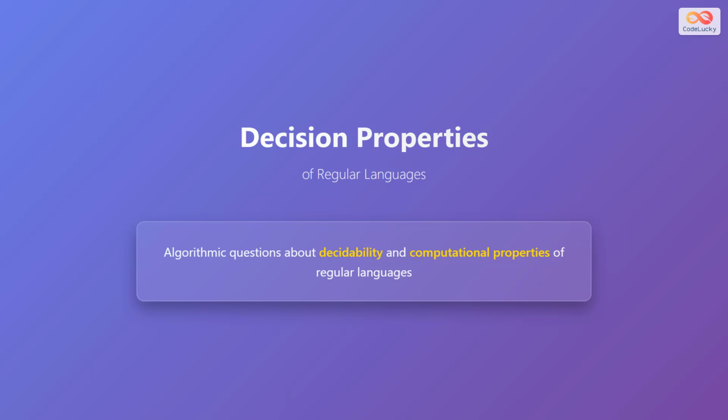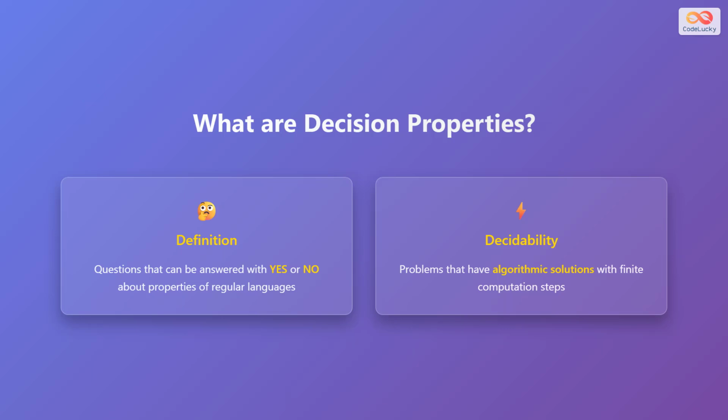In this video, we will explore the decision properties of regular languages. This involves delving into algorithmic questions related to decidability and computational properties inherent in regular languages. Decision properties are questions about properties of regular languages that can be answered with a simple yes or no. Decidability refers to problems that possess algorithmic solutions that can be computed in a finite number of steps.